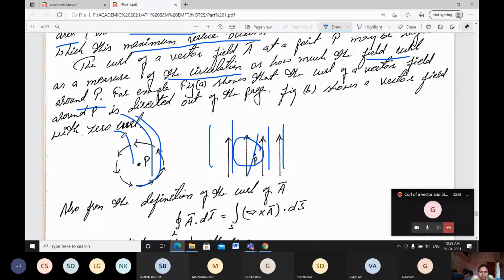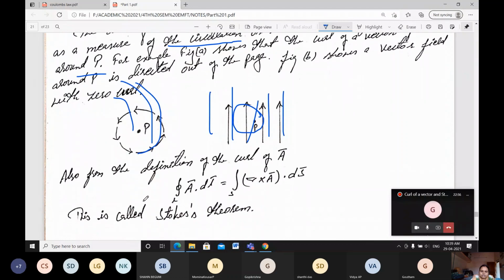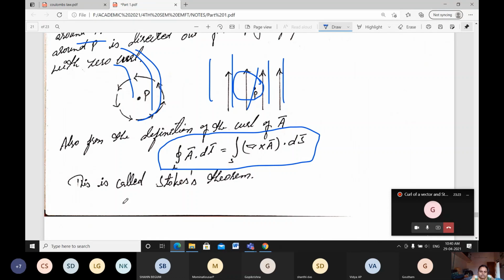Here we don't know what the value is, but we can get the maximum amplitude, the magnitude, for this. Also, from the definition of the curl of a vector we can define that the closed integral of A dot dl is equal to the integral of (del cross A bar) dot ds bar. This equation is given by the person named Stokes. For that reason it is called Stokes theorem.